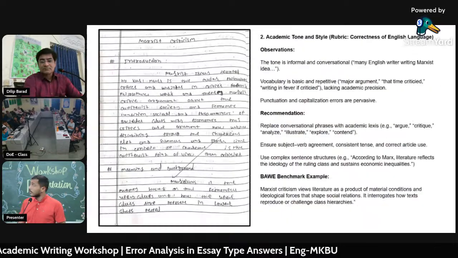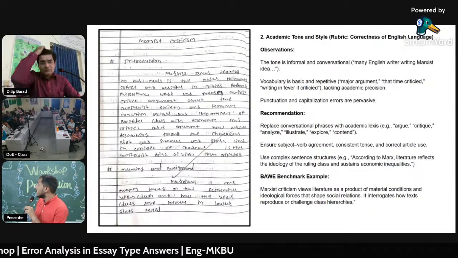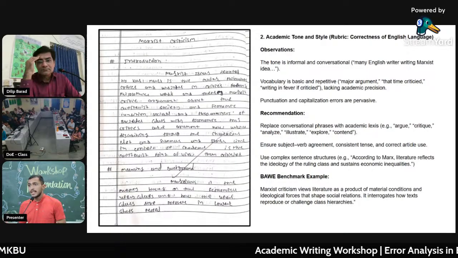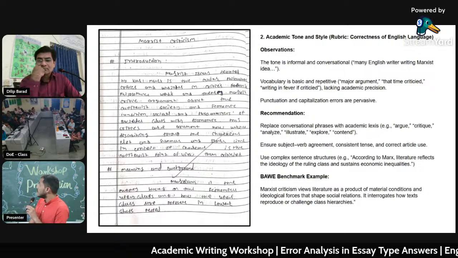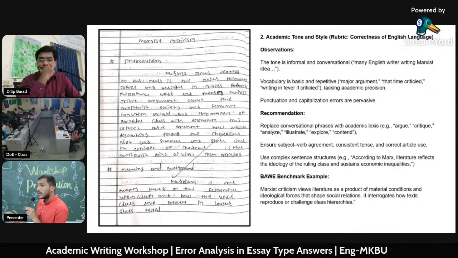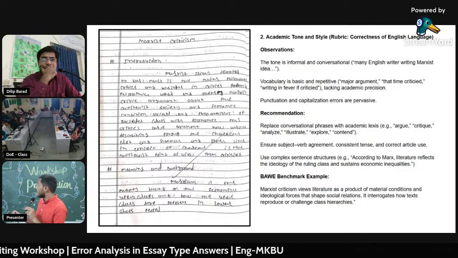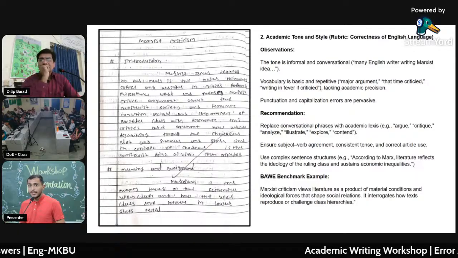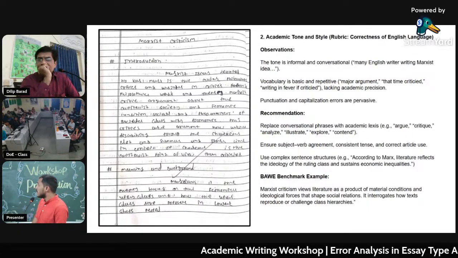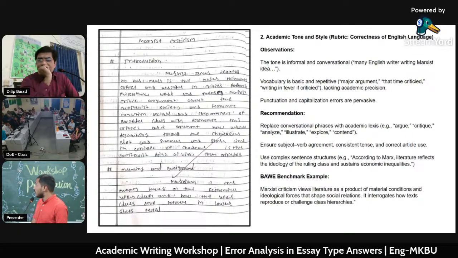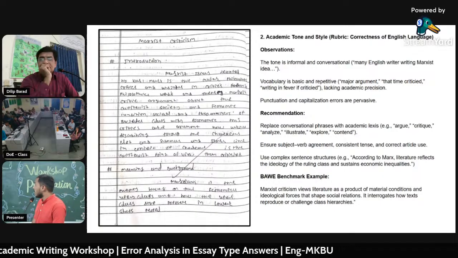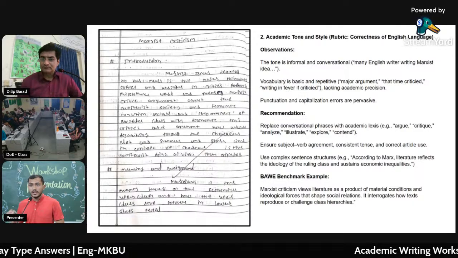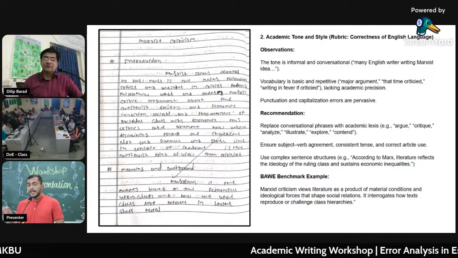Next. Another thing is academic tone and style. As I mentioned earlier, we have to avoid conversational and personal experience in our answer writing. In the observation, AI suggests that the tone is informal and conversational, and the vocabulary is basic and repetitive, and we have to use proper punctuation marks. It gives us a recommendation to replace the phrases with academic lexis and avoid complex sentences. In our answer we have to use simple and clear sentences, so the paper checker can clearly understand our answer.